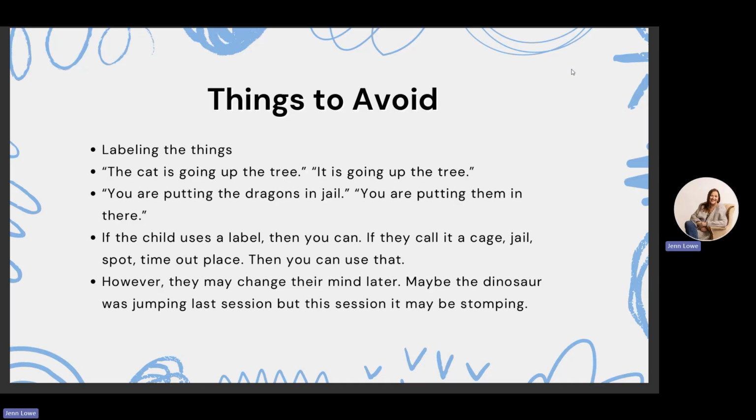If the child uses a label, then you can. If they call it a cage or a jail, spot, timeout place, then you can use that. If they say, I'm putting the dinosaurs in the jail, and then they keep playing that, and later on you say, oh, you put something else in the jail. However, they may change their mind later. Maybe the dinosaur was jumping last session, but this session it may be stomping.